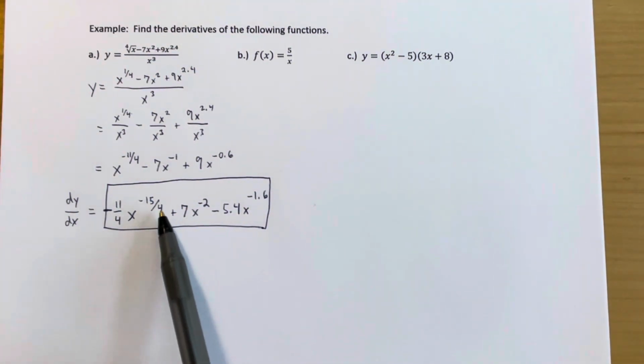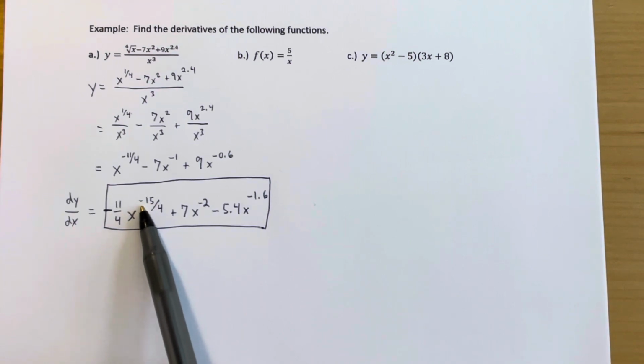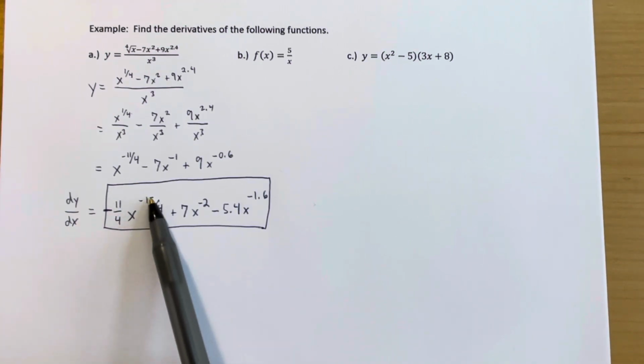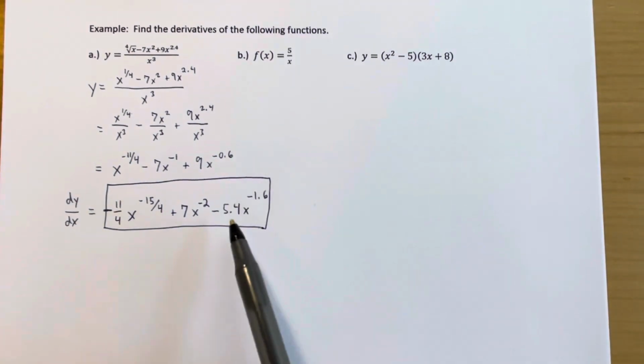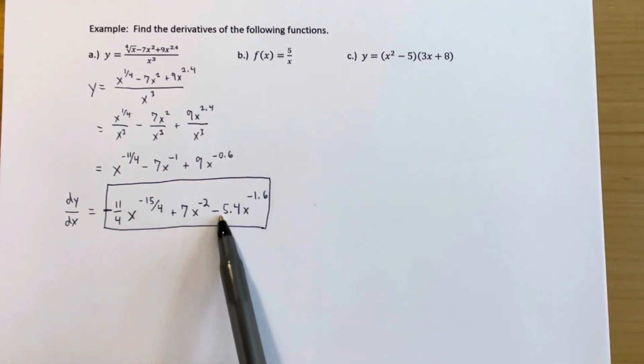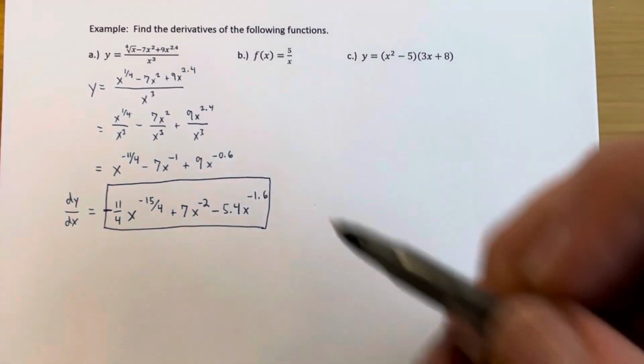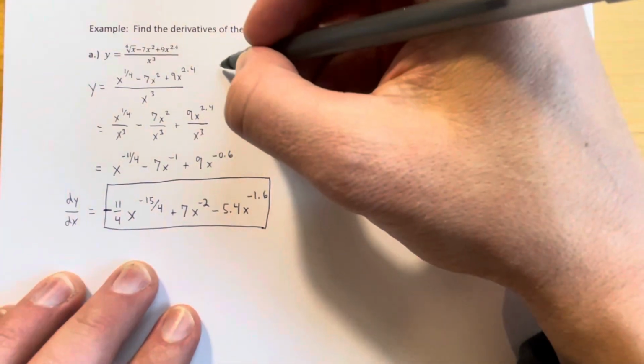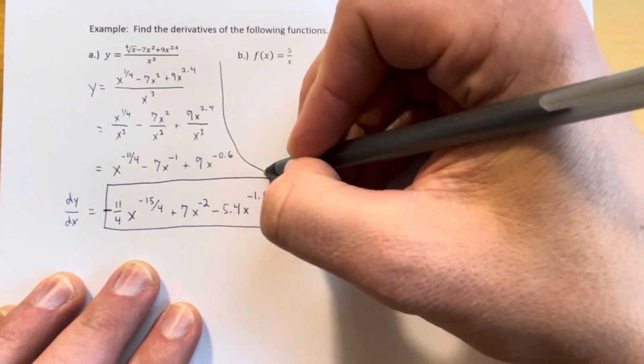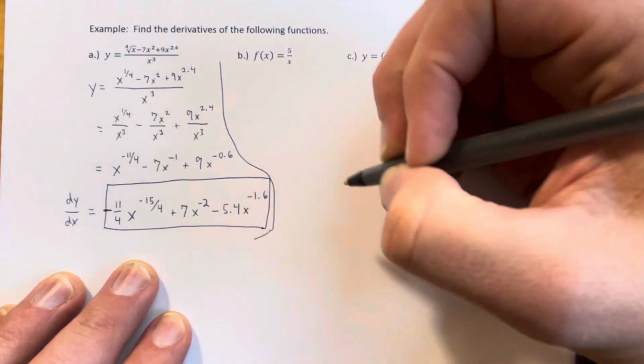Okay. Now, I have all of these negative exponents here. You may want to go and rewrite this as 1 over this to the positive 15/4 or whatever. You don't need to. You can leave them as negative exponents. I'm fine with that. I would prefer just to have my answer written this way.